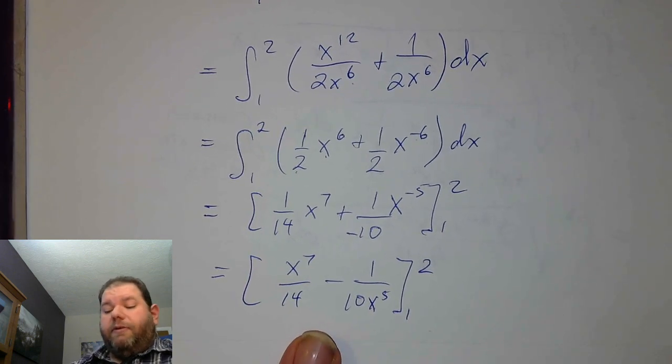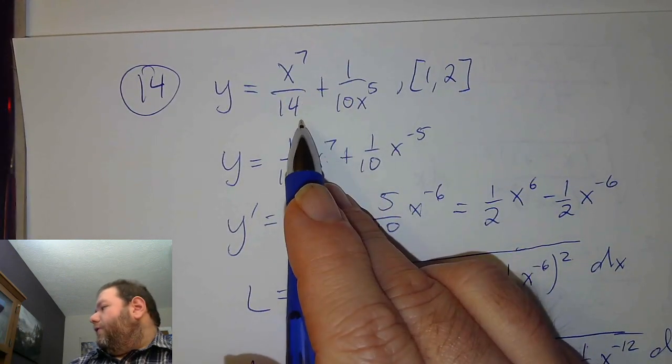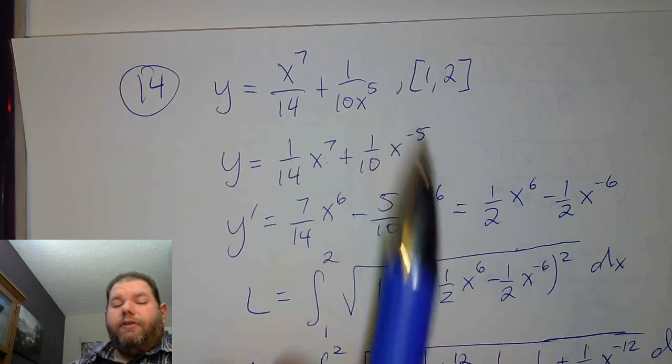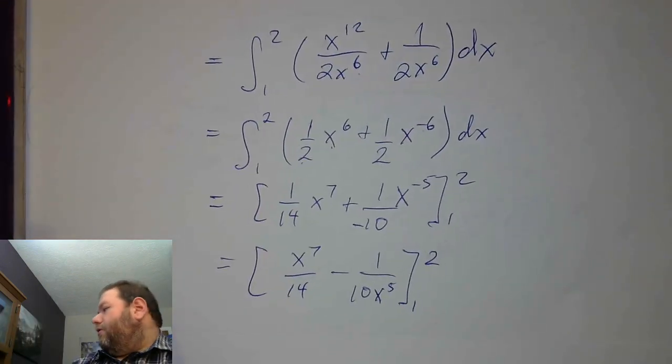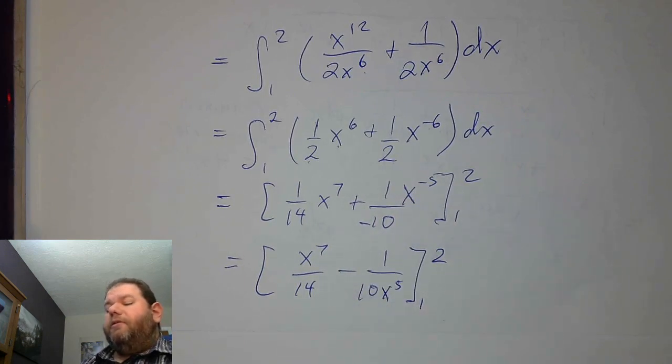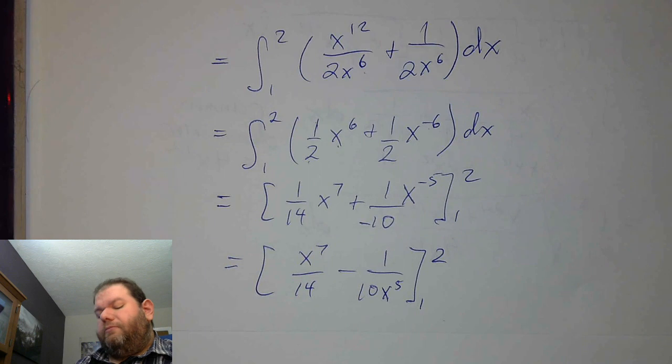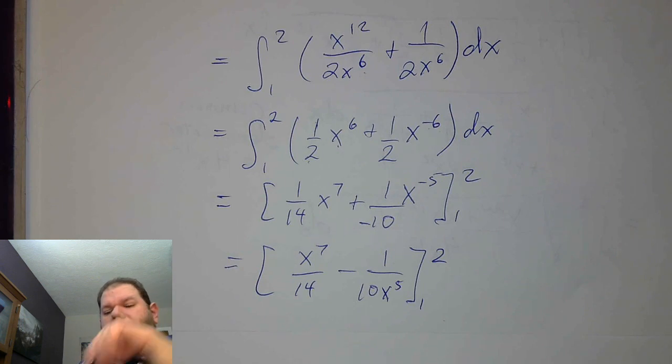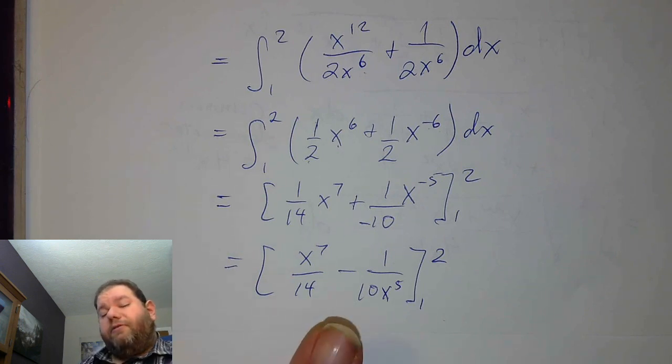That may also look familiar because that's the original problem that we started with. We had x to the 7 over 14 plus 1 over 10x to the 5th. We have almost an identical term here, but now the sign is negative between them. And that's not a coincidence. For this type of function, that's going to happen every single time. So it's a nice way to check that we've done the problem correctly, by recognizing that this is almost identical to what we started the problem with, but it does have a different sign in between.